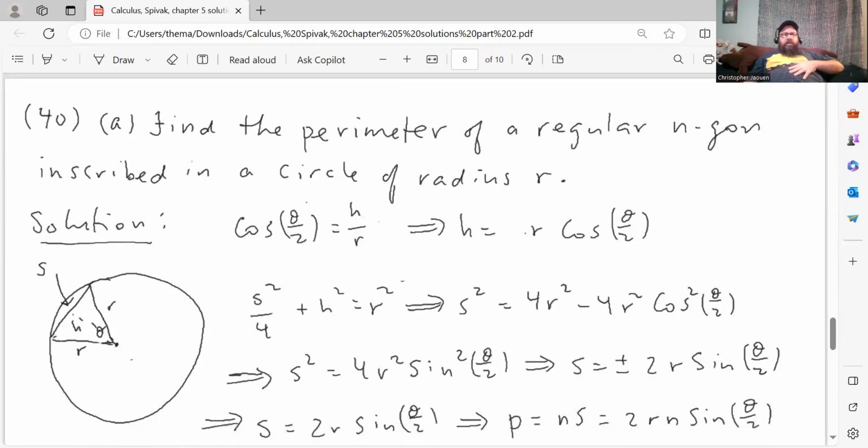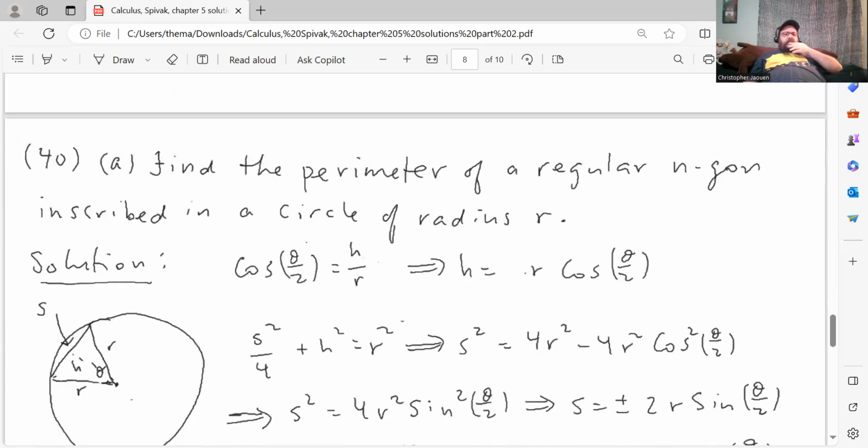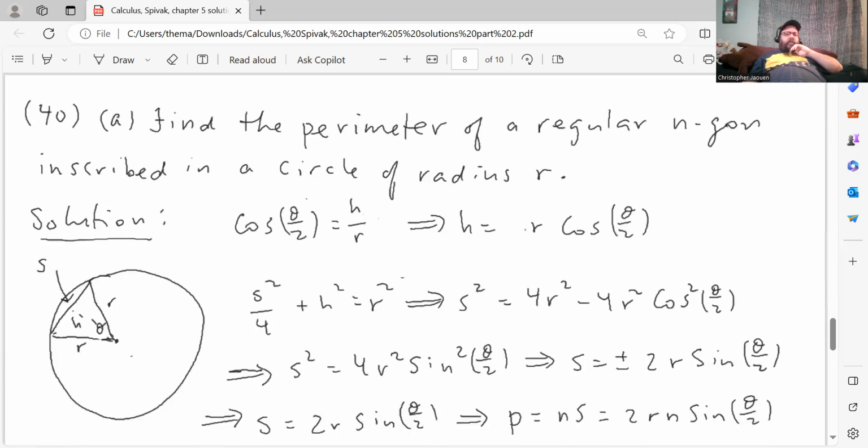Next one is question 40. Like I said, I just chose some other ones that looked interesting to me. So there's two parts. Did I do? Yeah, I did both parts. There's multiple parts to this one. 40A says find the perimeter of a regular n-gon inscribed in a circle of radius r.